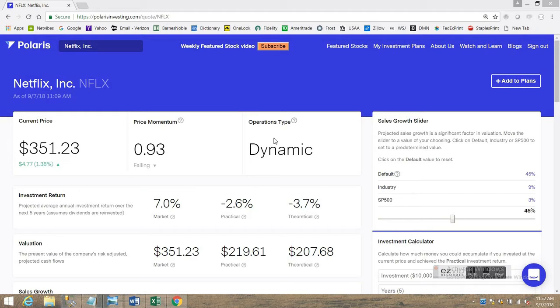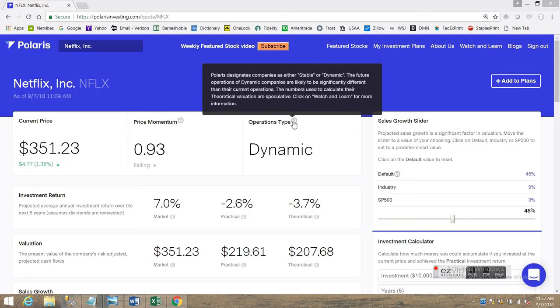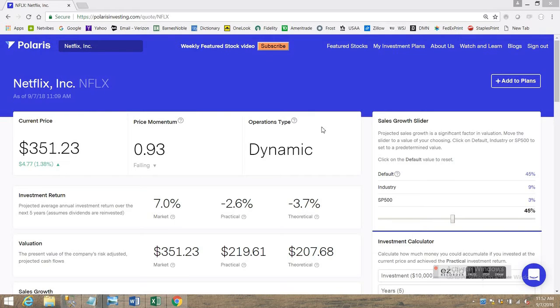So when you're looking for these kind of companies, the first thing you want to look at when you go look at a company on the Polaris website is whether the operations type is dynamic or stable. Companies that you want to extend the competitive advantage period for don't necessarily have to come from dynamic, but that's typically where you find them, where their operations are going through a lot of change, and that change usually represents some really unique situations that may take longer to play out than just 5 years.